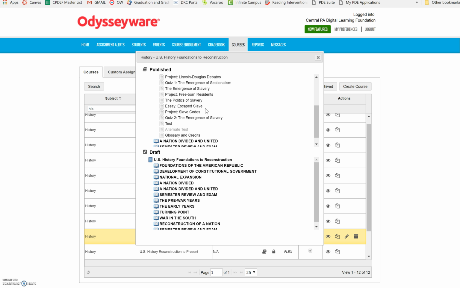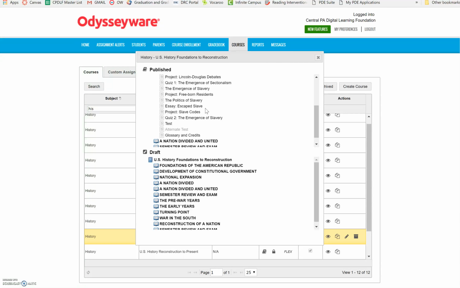The Escaped Slave essay says, imagine you're a skilled slave artisan living on a well-run, prosperous plantation. Write an essay of 300 words telling why you decide to escape to the north. Basically, you have to show me an understanding of what life was like for a slave on a plantation, even if you were a skilled artisan. Tell me a little bit about life. It doesn't have to be exactly 300 words.